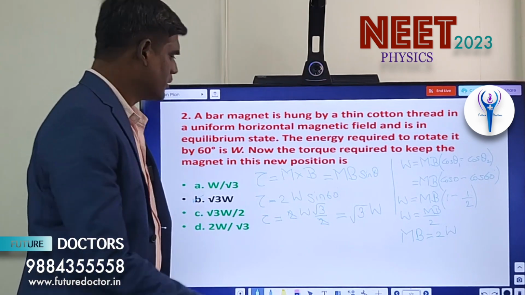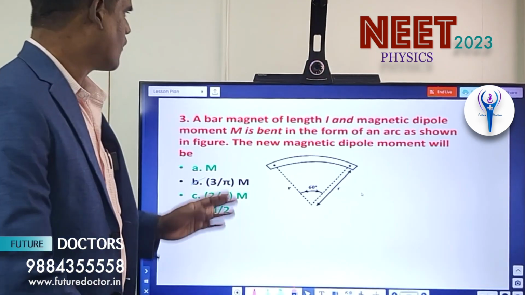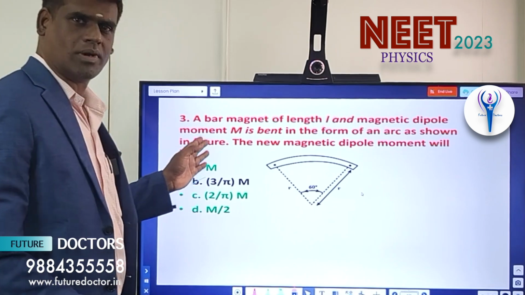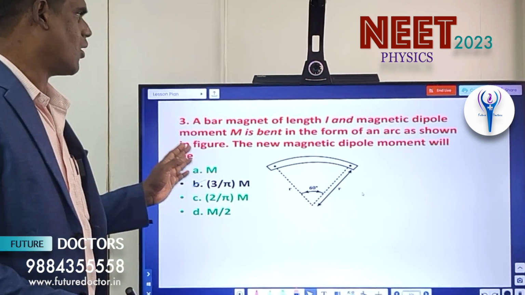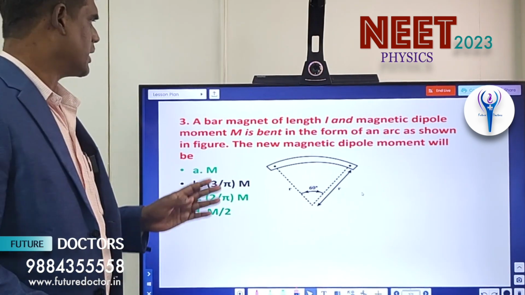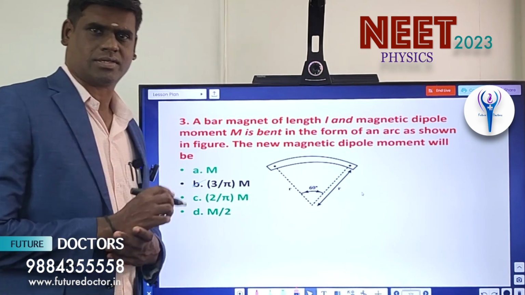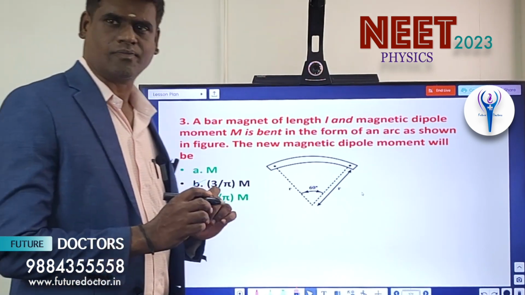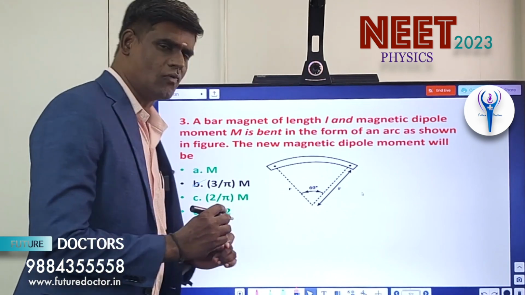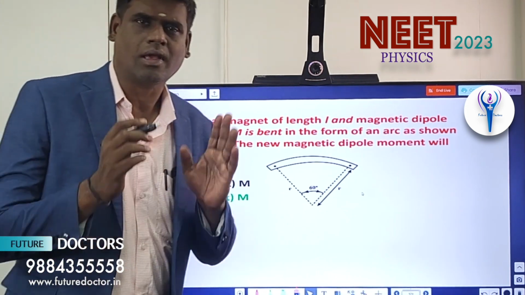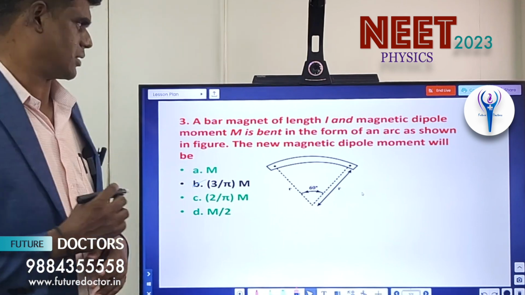Let's move to the third question. A bar magnet of length L and magnetic dipole moment capital M is bent in the form of an arc as shown in the figure. The new magnetic dipole moment will be dash. Before bending, when it is straight, at that time what's the magnetic moment? What's the relation between magnetic moment and pole strength?